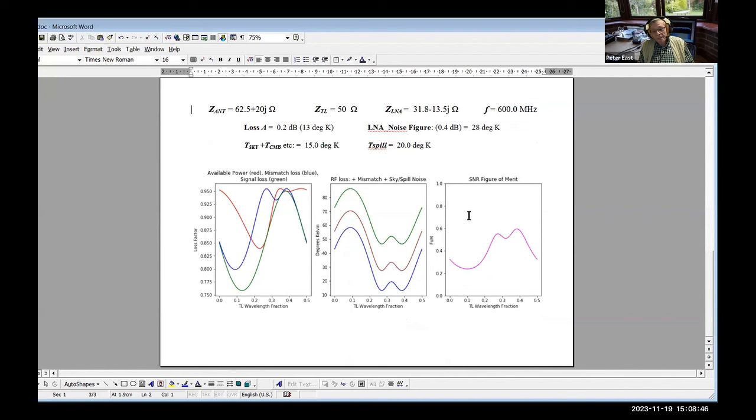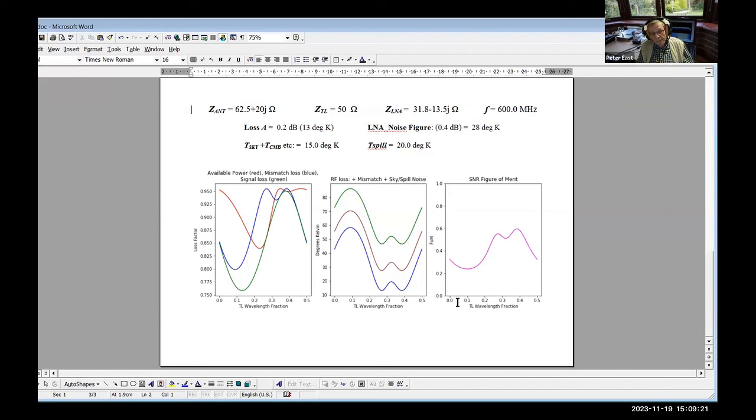And if we jump back right to this end one, I've produced a signal to noise ratio figure of merit. And from this, you can see that it peaks up. And the peak in this case is quite broad. So we could have a transmission line of anywhere between 0.3 and 0.4 of a wavelength, and you'd have a significant improvement.